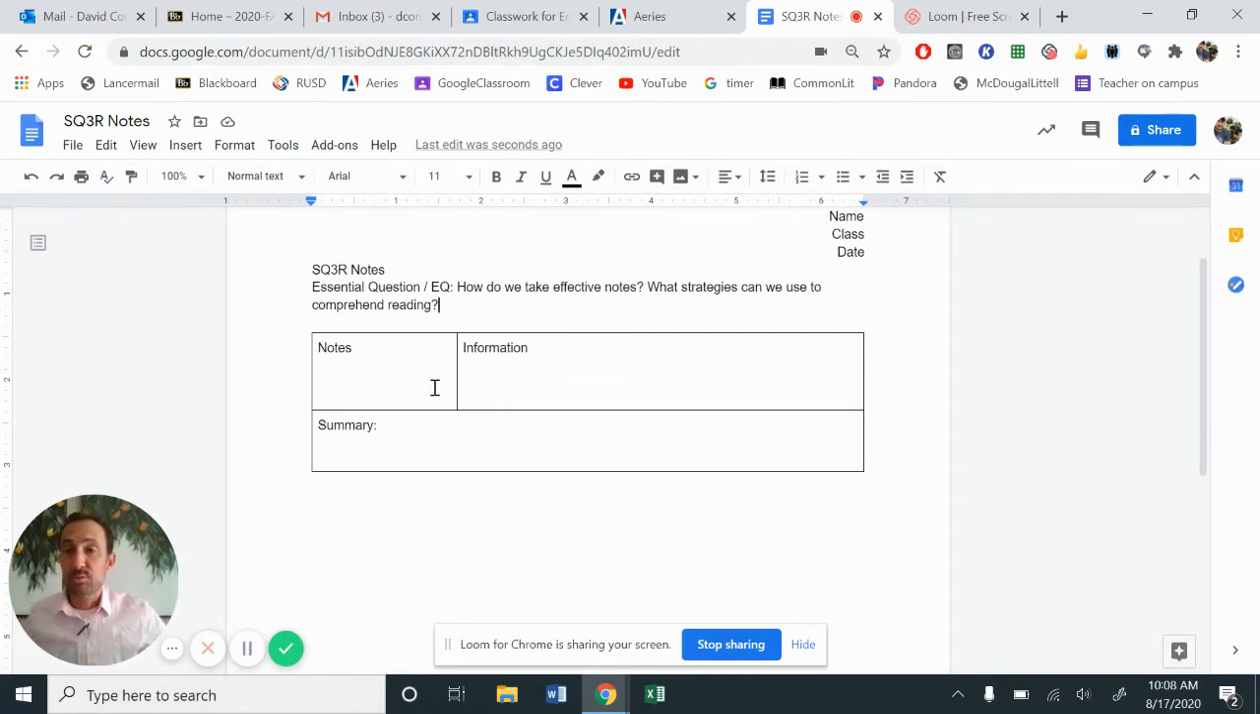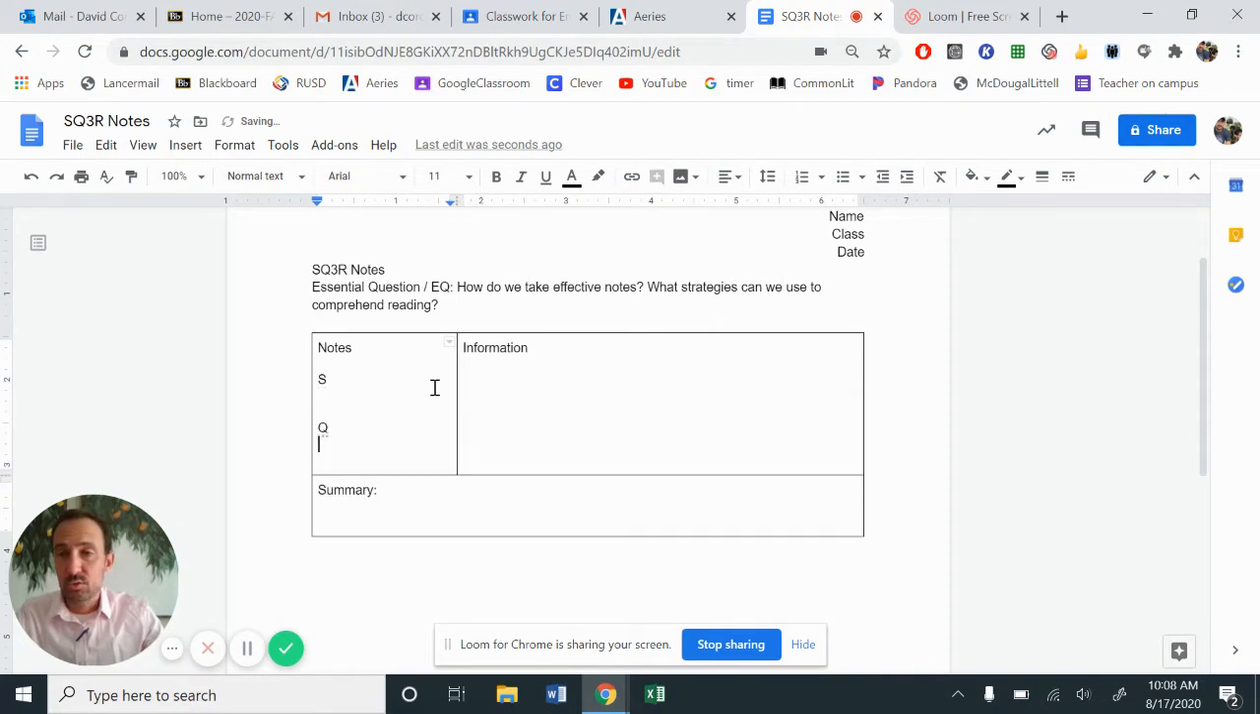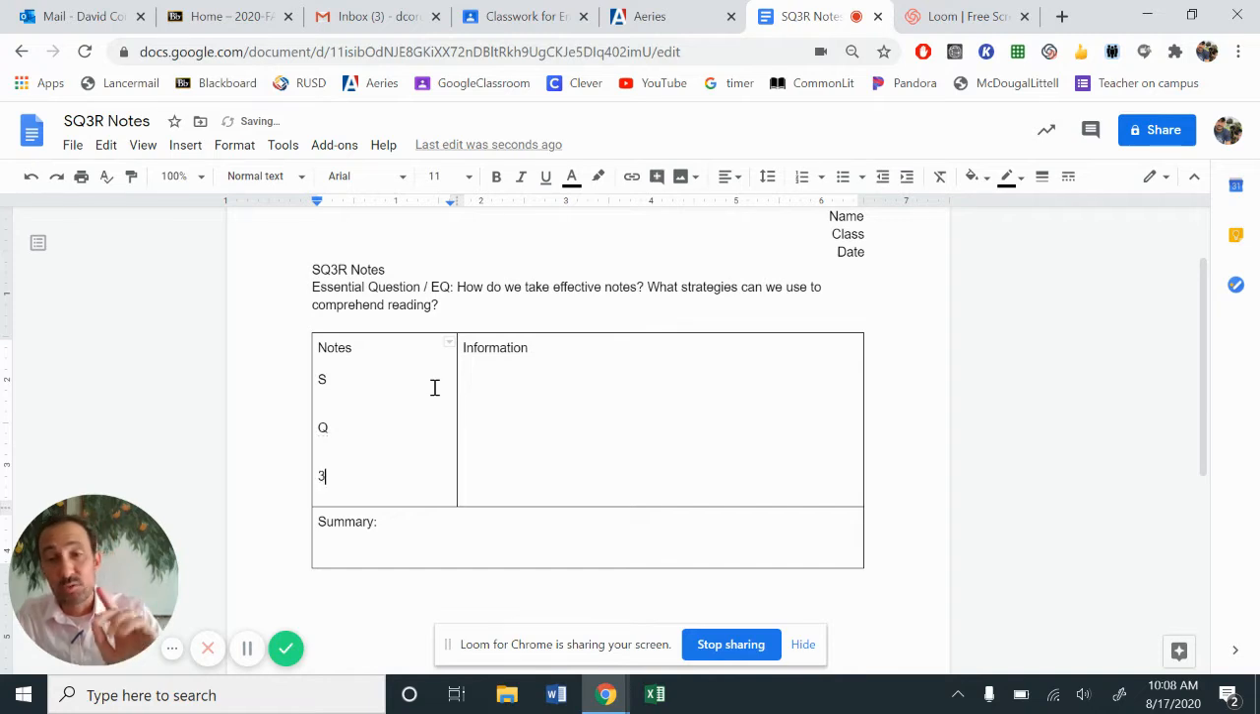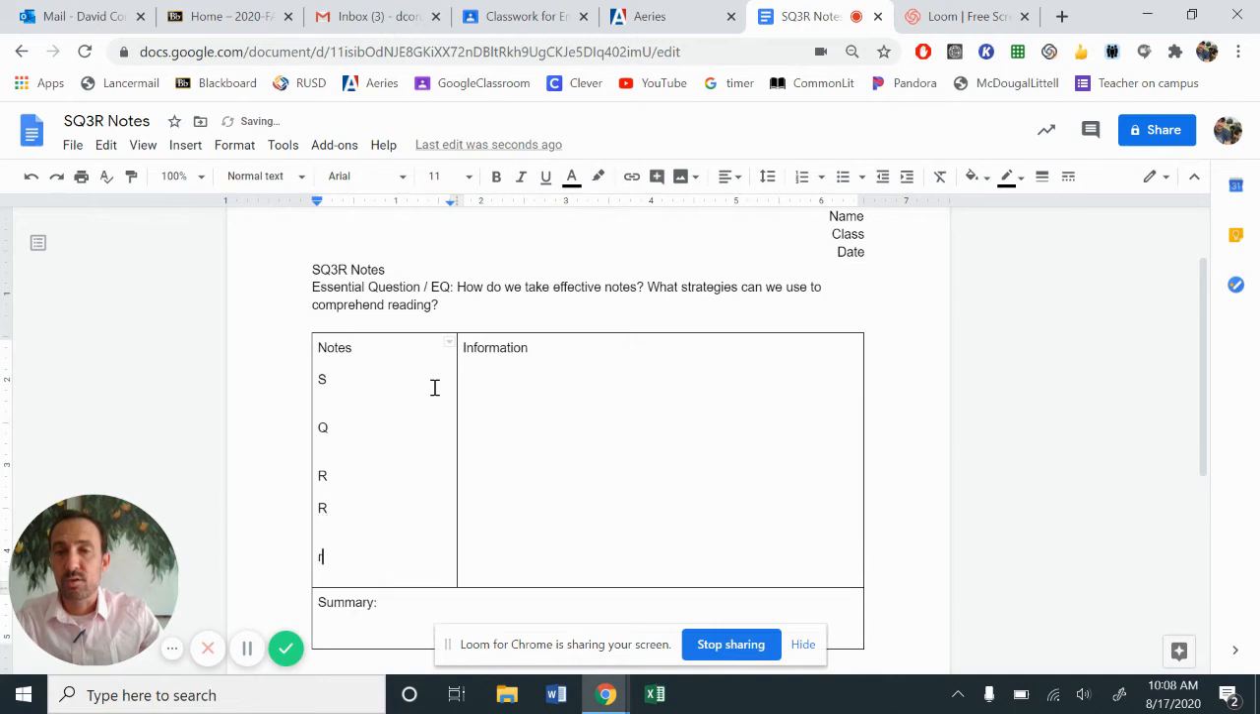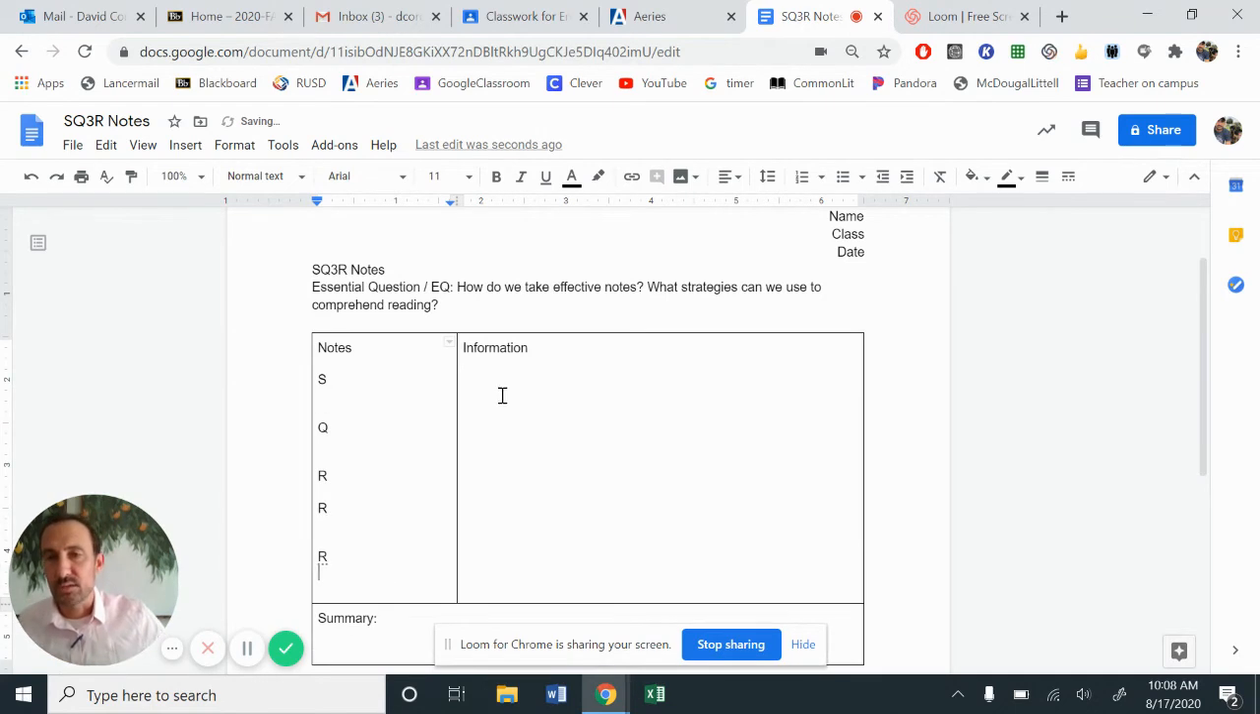Now, SQ3R is just as it sounds. We have S, we have Q, and then we don't have the number 3, we have 3 R's. Okay, we're going to have 3 R's down the way, and we can modify and move these as we need to. When you get a short story, when you get a historical document, when you get a science article, what you do very first and foremost is essentially you scan. Okay? The S stands for scanning.